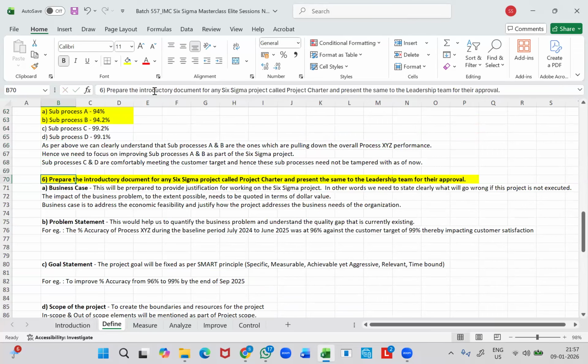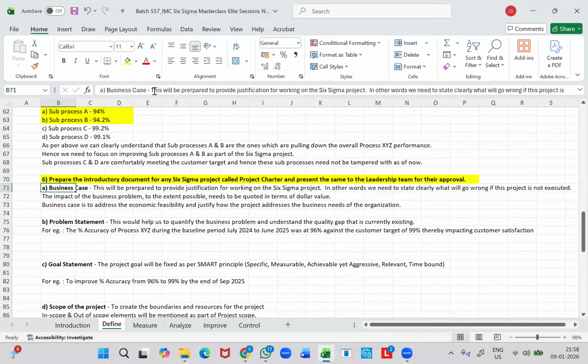So the first one is the business case. The business case is a very, very important element in a project charter. The business case is where you will provide justification for working on the Six Sigma project exercise. In other words, we need to specify very clearly what will go wrong if I'm not going to work on this project now. So what are all the repercussions that we are going to face if this project is not executed as of now? That has to be clearly spelled out as part of the business case.